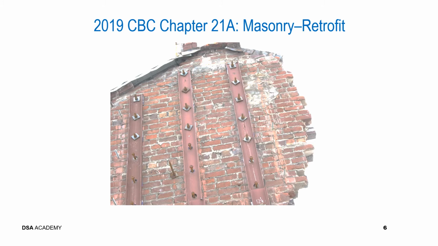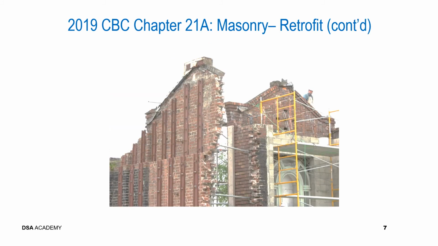You can see in this illustration where they've used strong backs to anchor to the masonry blocks to hold them in place. Here's another typical picture of strong backs on unreinforced masonry walls.